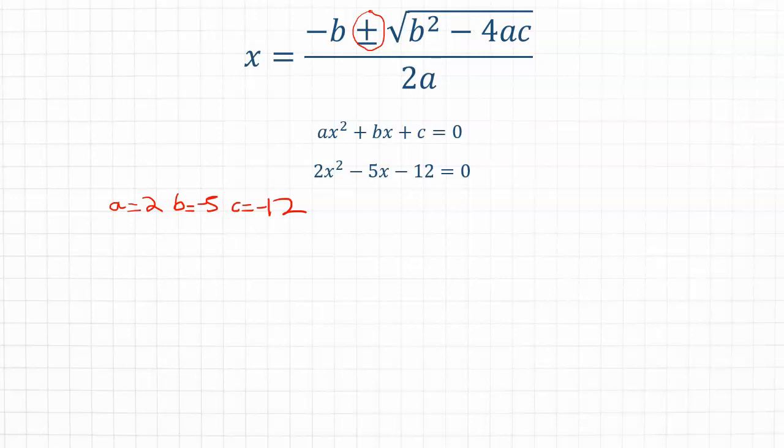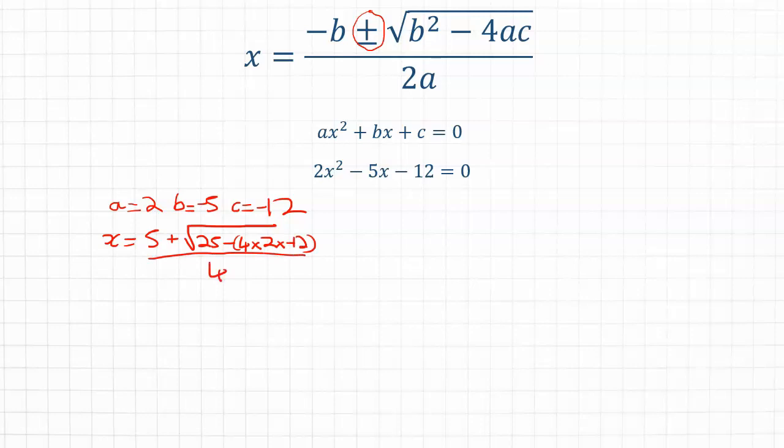Let's start with the first version of the equation. Minus b plus the square root of b squared minus 4ac, the whole thing over 2a. As b equals minus 5, minus b is 5, plus the square root of b squared, minus 5 squared is 25, minus 4 times a, which is 2, times minus 12, over 2 times 2, which is 4.